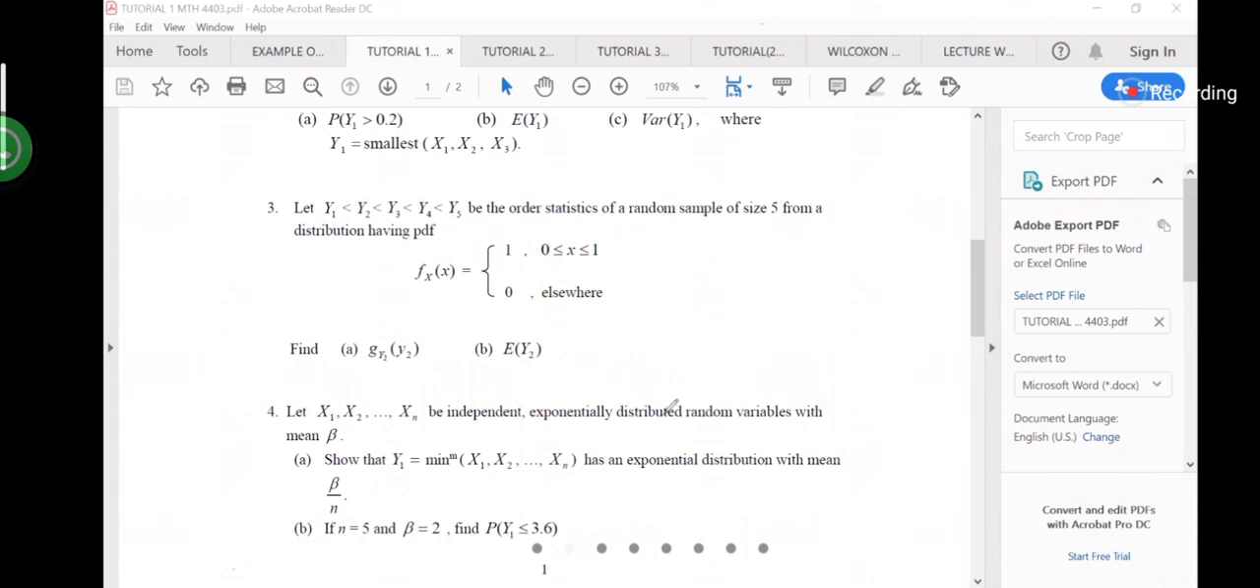Independent exponentially distributed random variables with mean beta. Show that Y1, the minimum, has an exponential distribution with mean beta divided by n. Have I done this or not? Number 4a, I think I already did this in class. Yes, I've done this in class. So you refer to the class example for A. For B, if n equals 5 and beta equals, this one I have not done in class. Find the probability of Y1 less or equal to 3.6.